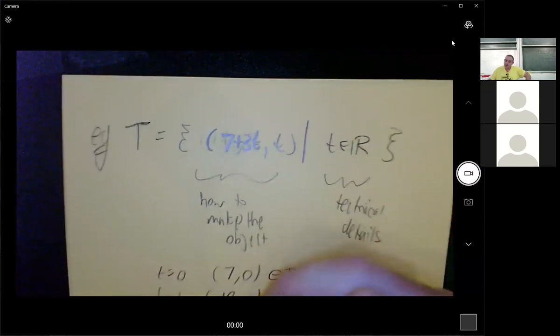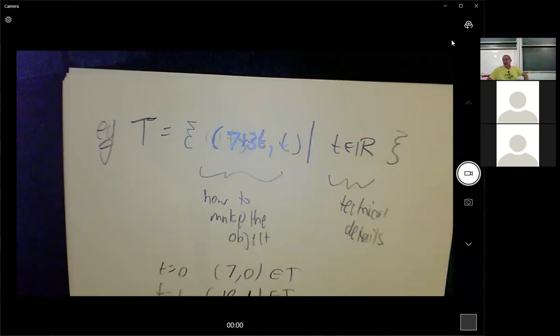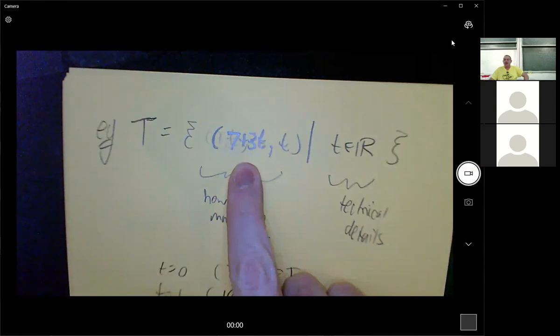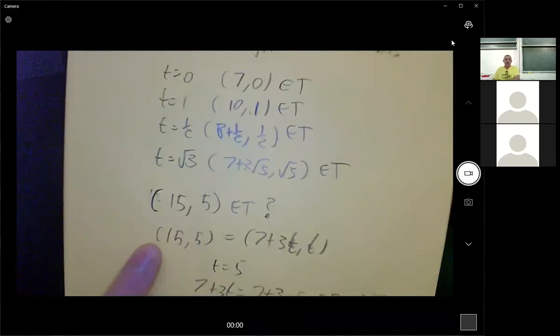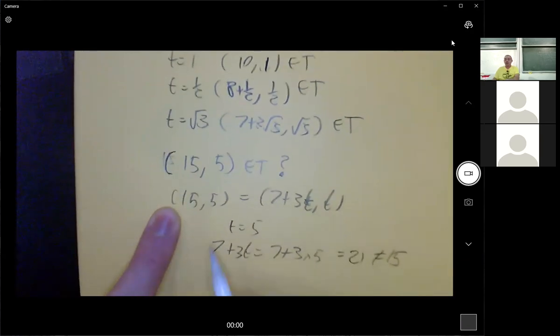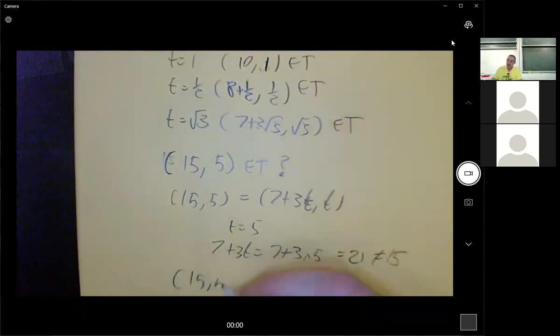Totally would be 10 and 1. Good job. Excellent. So 10 and 3 wouldn't be in this set, because if it was 3, this one would have to be 16. Right, gotcha. So this is not the point that I've got. The only way to make a point in this set that has 5 as its second coordinate is for the first coordinate to be 21, and it's not. And so this point is not in T.